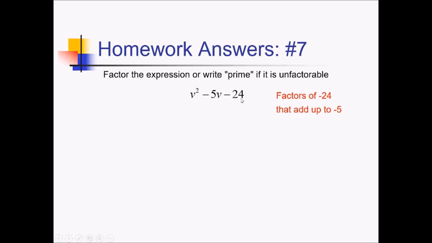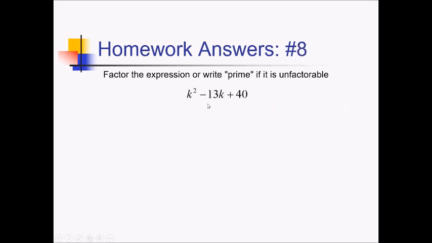So things that multiply to 24, we've got 1 and 24. That's not going to add up or subtract to 5. 2 and 12 isn't going to do it either. How about 3 and 8? Well, if I had a positive 3 and a negative 8, that would add up to negative 5. So then I can write v plus 3, v minus 8.